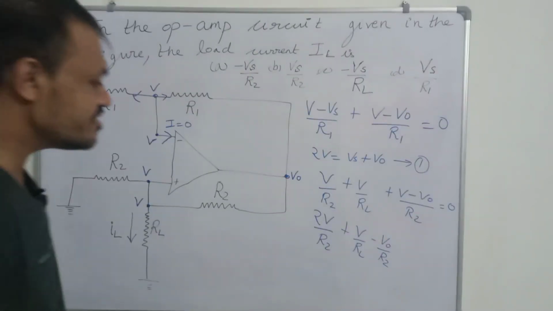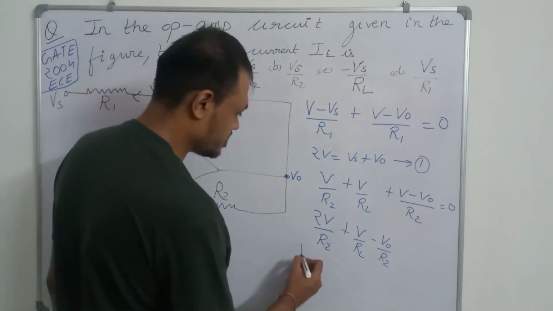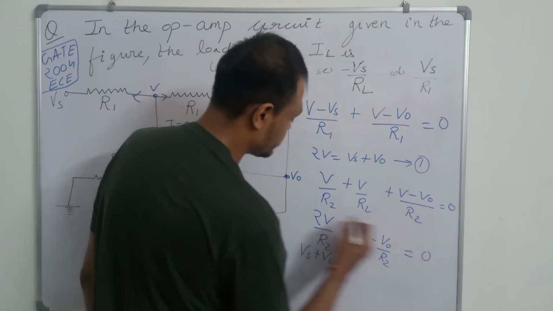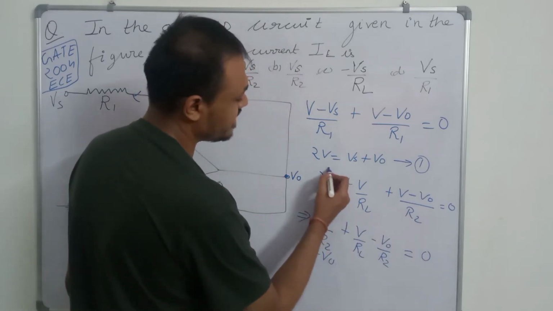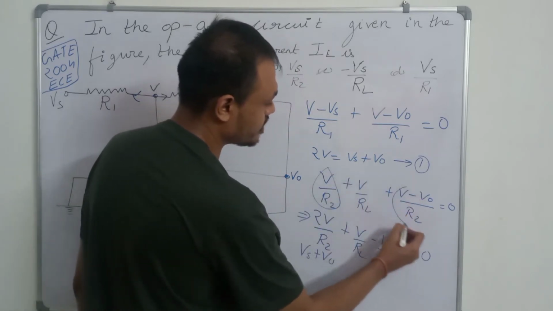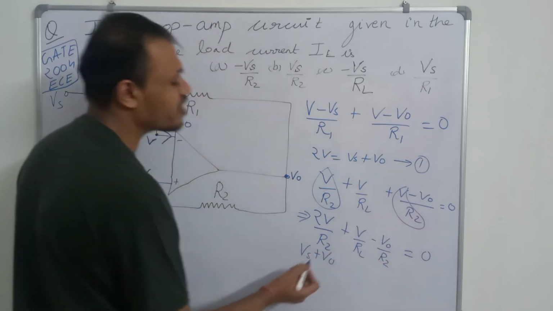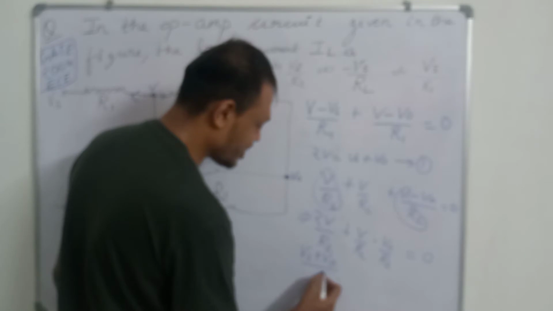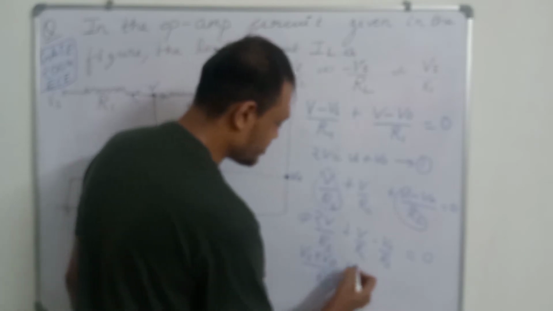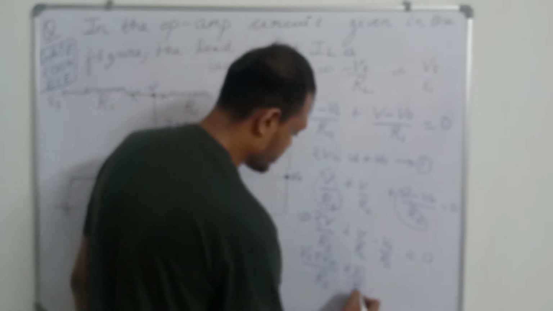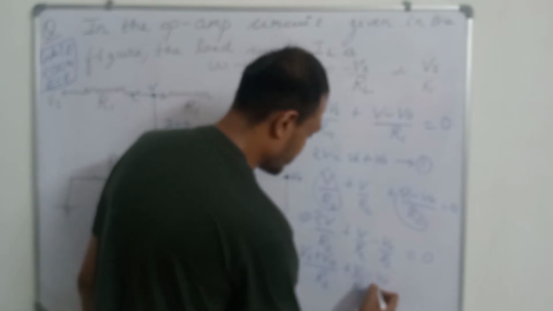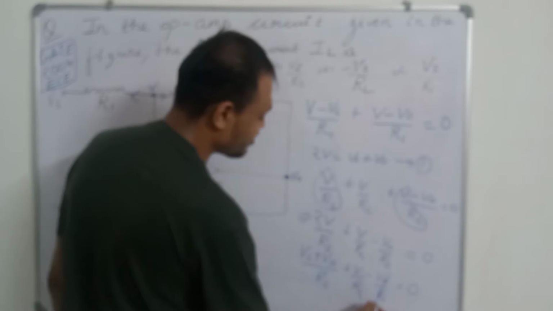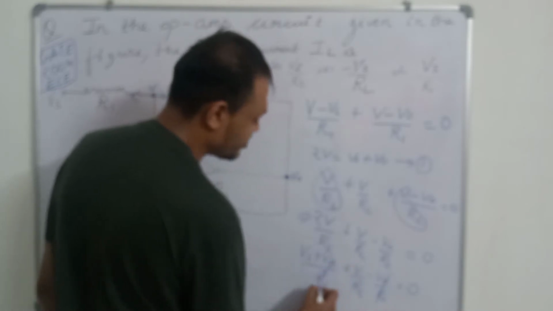Now 2V gives Vs plus V naught. This V upon R2 and this V upon R2 I combined to give 2V upon R2. Now 2V equal to Vs plus V naught. So Vs plus V naught upon R2 plus V upon RL minus V naught upon R2 is equal to 0. So one V naught upon R2 and this V naught upon R2 will get cancelled.